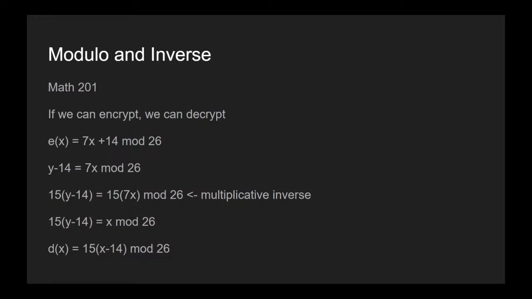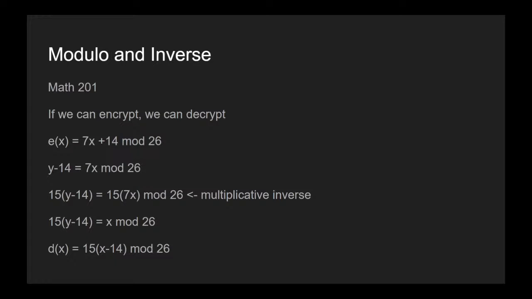Anyway, if you're dealing with, okay, I want to take this encryption function, and now I want to find the inverse of it. To find the decryption function, what you would do is move the 14 over, and you'd be left with 7x mod 26. And that 7, when you do multiplicative inverse, which is basically what times 7 is going to get you 1 mod 26. So 15 times 7 is 105. 105 divided by 26 is 4 remainder 1.